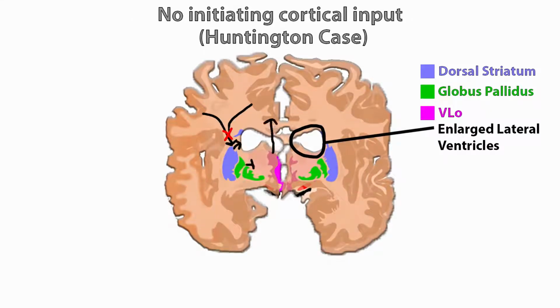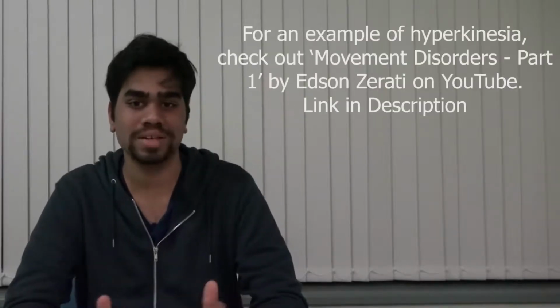Therefore, the VLO, over time, is able to increase its activity towards the premotor area and initiate movement without the requirement of cortical input. The implications of this are severe. As you can probably guess, if there's an initiation of movement without cortical input from the prefrontal cortex, it essentially results in rapid and jerky movements known as hyperkinesia.